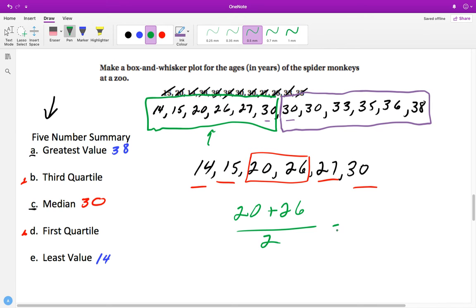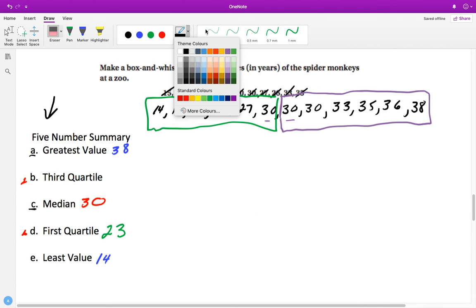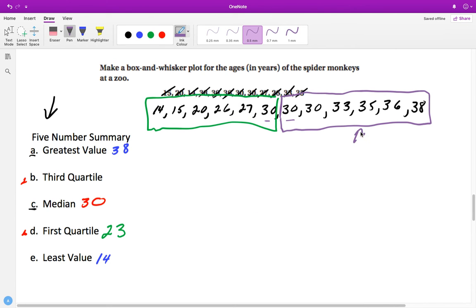So 20 plus 26 is equal to 46 divided by 2, which is 23. So that means my first quartile is 23. Right now, I'm going to erase this, and to find my third quartile is going to be the median of my second half of my values. So that means the median of here.